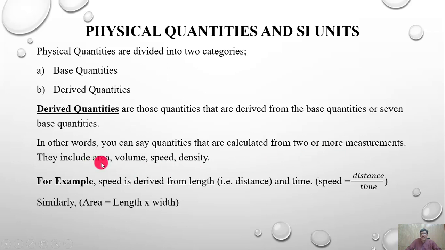Area. You cannot measure area, you can calculate area. Similarly, volume, speed, and density. For example, speed is derived from length, that is distance, and time. Speed is equal to distance over time. If you have measured distance and time, you can calculate speed. Similarly, if you have measured the length and width, you can calculate area. Such quantities are derived quantities.